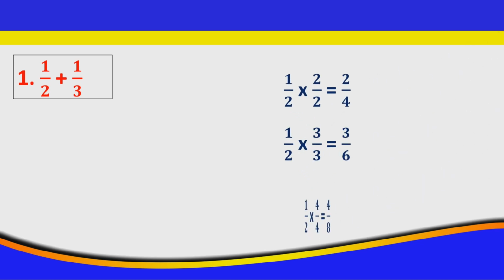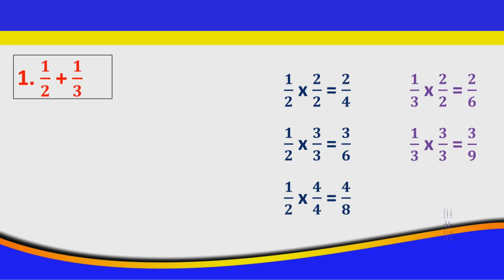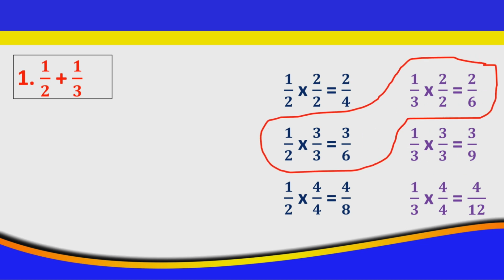So we are now ready to solve 1/2 plus 1/3. From the sets of equivalent fractions of 1/2 and 1/3, we are going to determine the equivalent fractions of both with the same denominator, and that is 3 over 6 and 2 over 6. We are now ready to change 1/2 and 1/3 to 3 over 6 and 2 over 6 respectively. So there you have it.